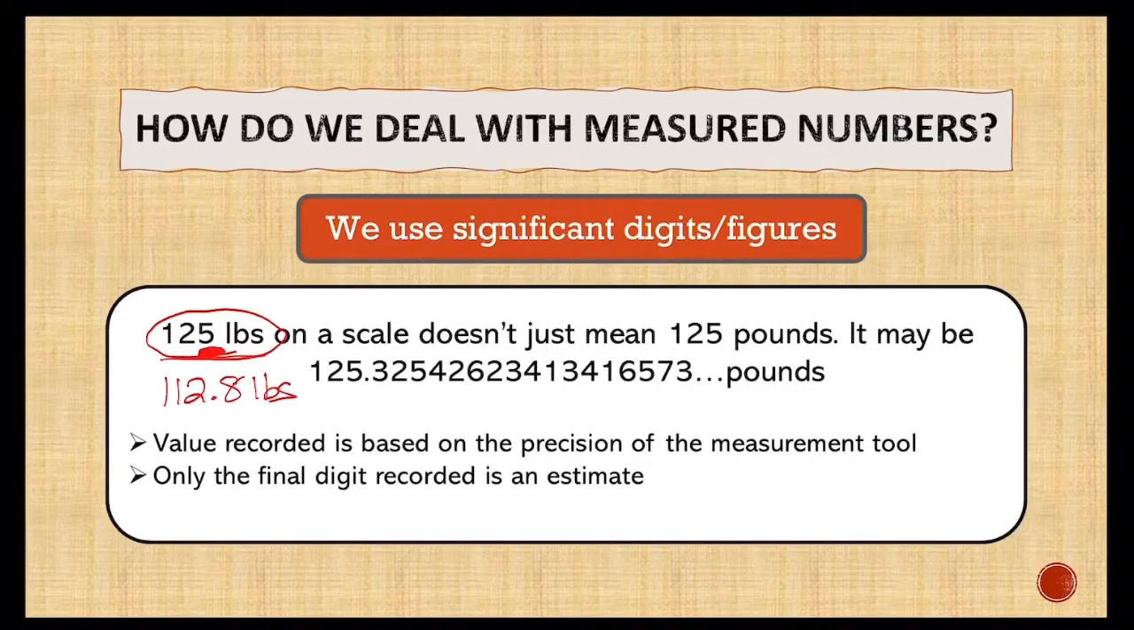So when you have a digital scale or digital equipment, you can just record whatever shows up on the screen. However, if you're dealing with a measuring tool such as a triple beam balance or a graduated cylinder, then those instruments have lines of calibration. So you would have to record your last digit as a guess or as an estimate.